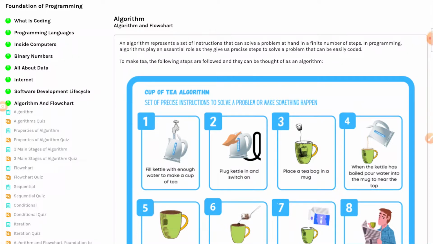Currently you are learning about algorithm and flowchart. And in today's class, we will learn about algorithm.